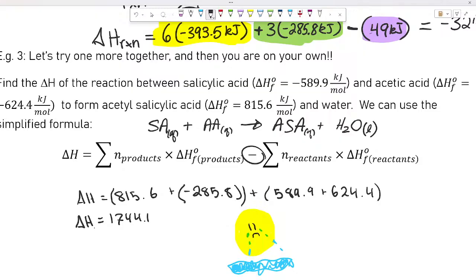I know why you got positive. Why did we get it positive? Because two of our reactants have negative delta H's of formation, which means that if they're being used as reactants, they're going to be positive, right? And then one of our products has a positive. The acetyl salicylic acid has a positive delta H of formation. So it makes perfect sense, right? When you're said and done, you actually only have one negative number that you're working with, right?